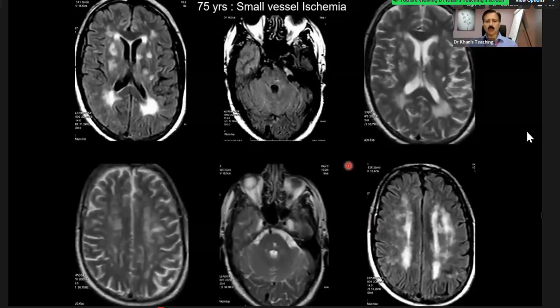And this is small vessel ischemia. Now, small vessel ischemia after the age of 60 has got patterns which can depend. So if the patient has got diabetes, etc., or hypertension, you will have more confluent high signal. So the pattern is different. And age will be a parameter there. And MS is always young age.